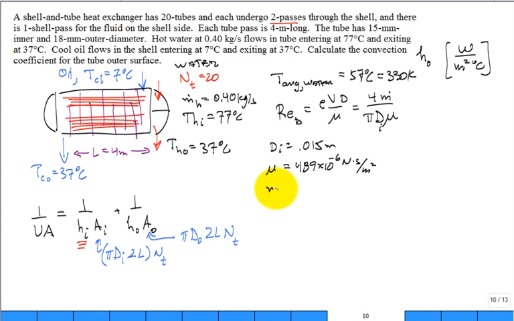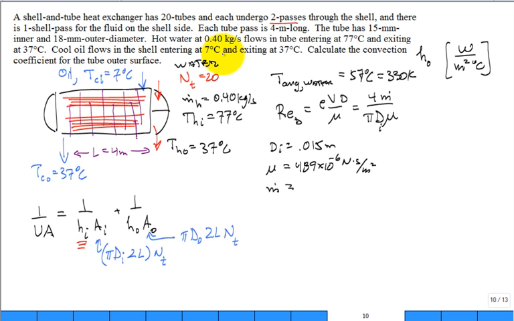And the mass flow rate, I have to think about this a little bit. Is it the mass flow rate of the water? They give it to me as 0.4 kilograms per second. But is that through each tube or just coming into the heat exchanger and then passing through, and separating and going into 20 different tubes? Each. It's a total mass flow rate.